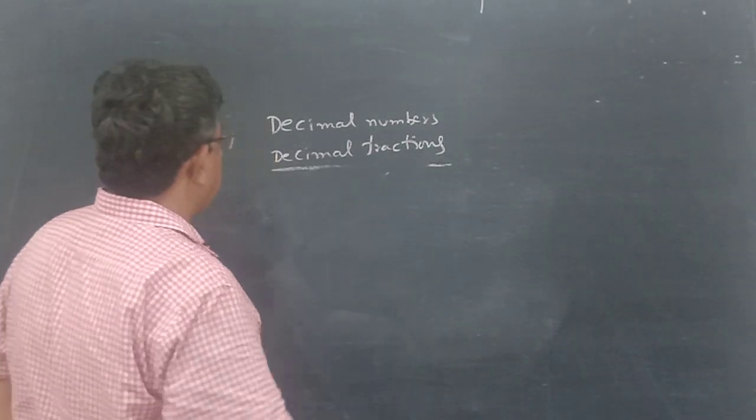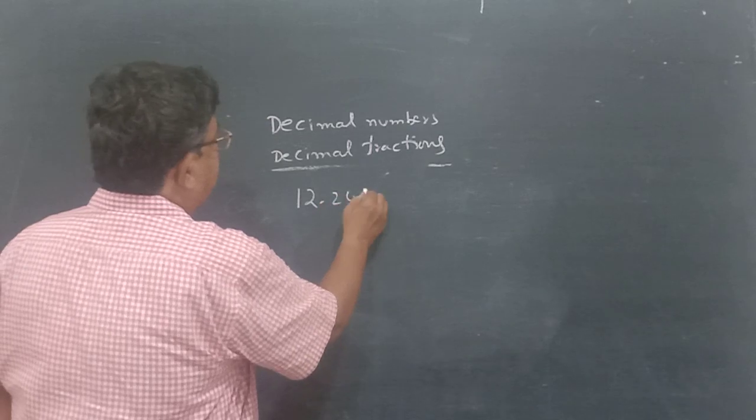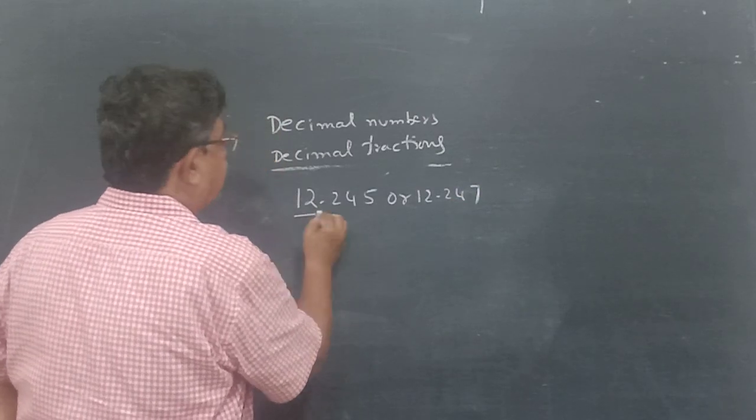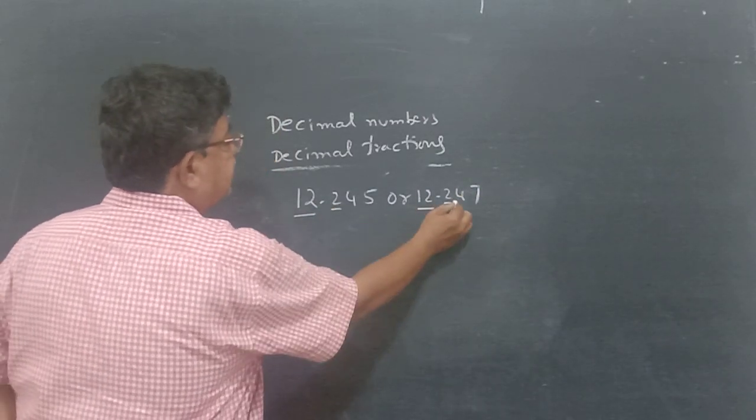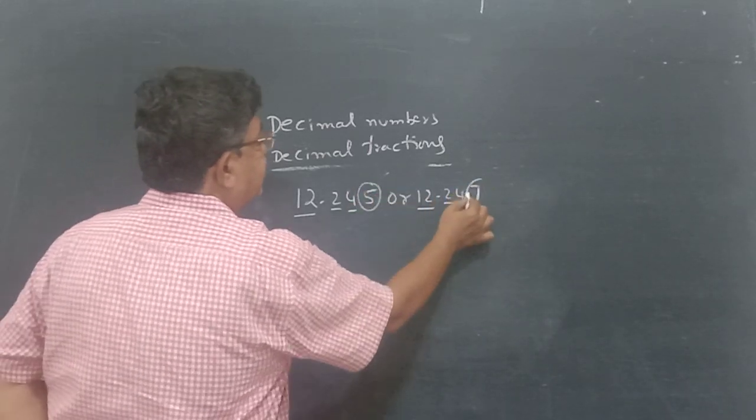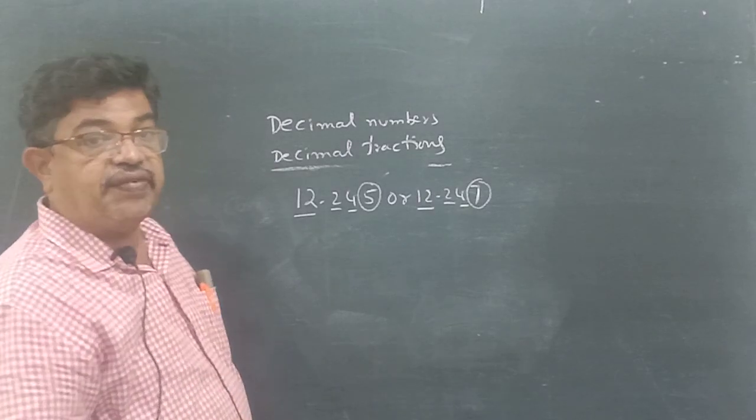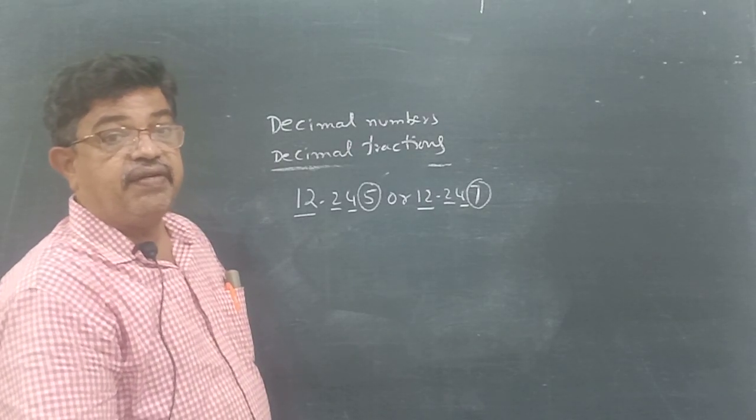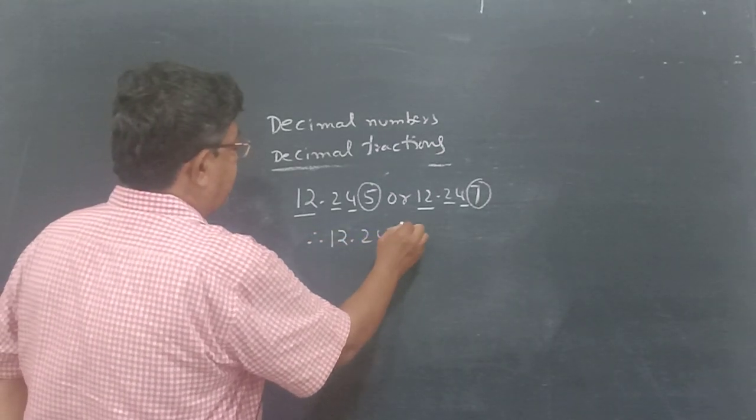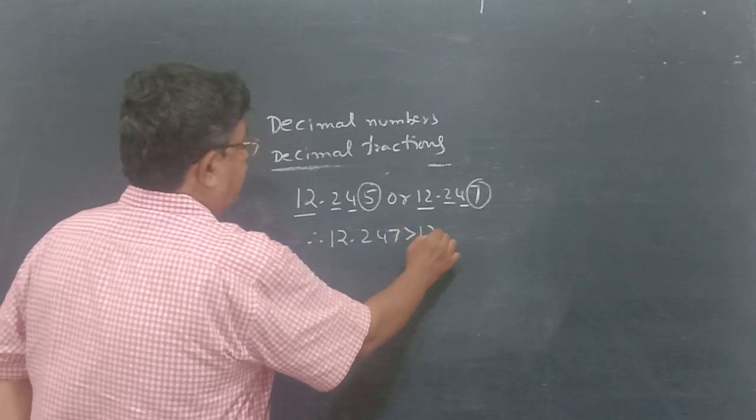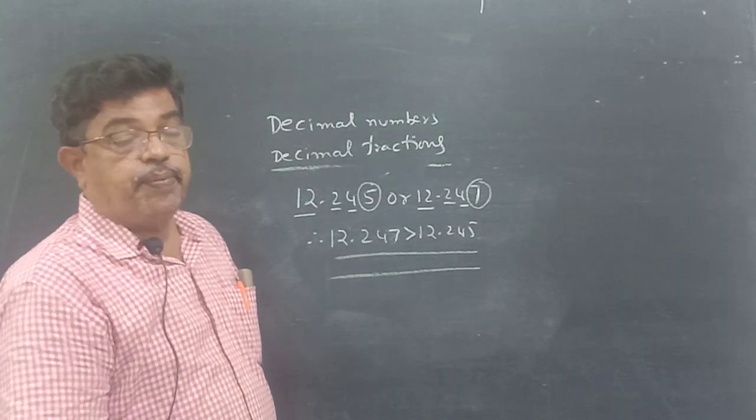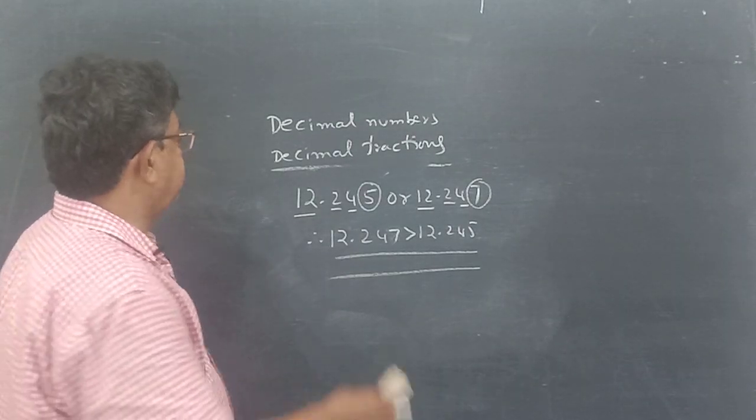What is this? 12.245 or 12.247. Here the whole part is same. First decimal is 2, first decimal is 2. Second decimal is 4, second decimal is 4. What is the third decimal here? 5, and here the third decimal is 7. Which is greater, 7 or 5? Clearly 7 is greater than 5. Therefore, 12.247 is greater than 12.245. I think you followed the comparison of decimal numbers.